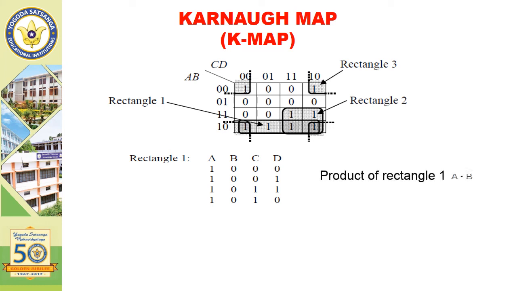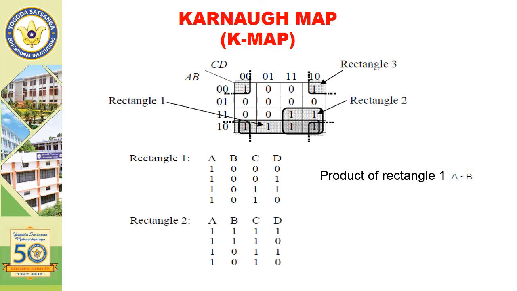The product of the rectangle is A dot B bar. Here we see that the variables which do not change during the group form the product. In rectangle 1, we see that A and B have retained their values, but C and D change their values. So the result is A dot B bar. We take B bar because the value of B is 0.